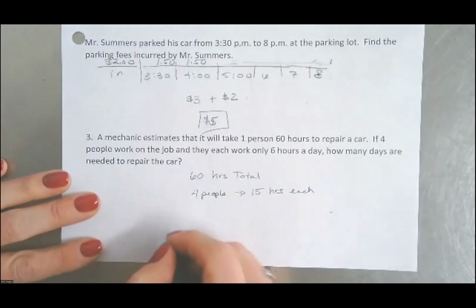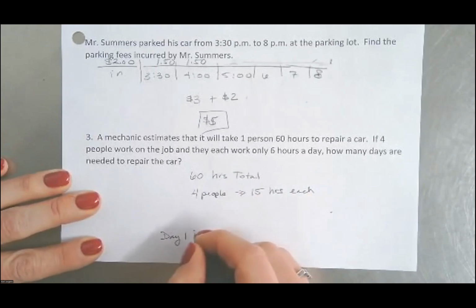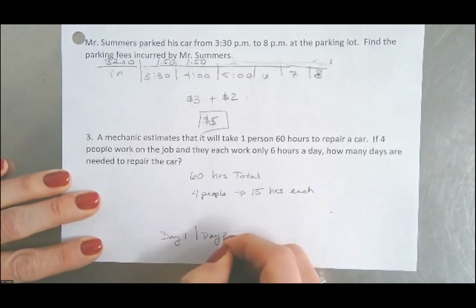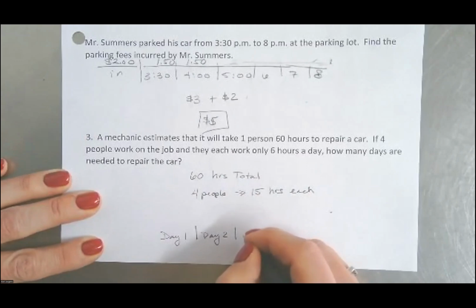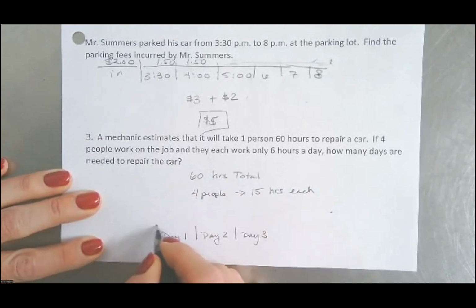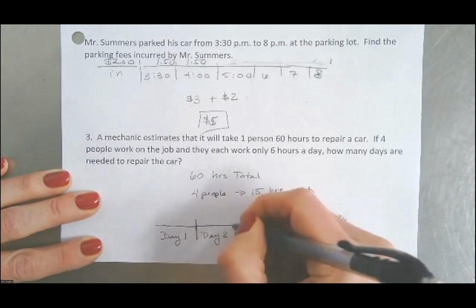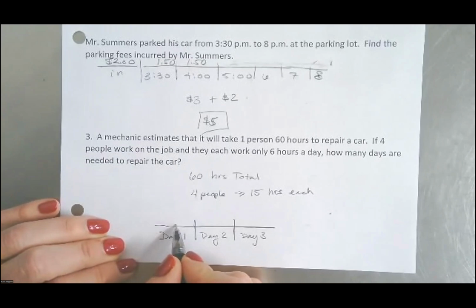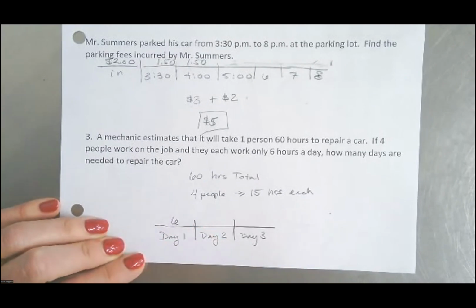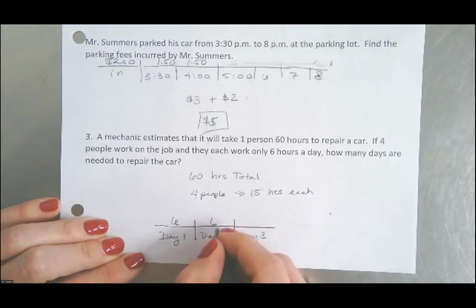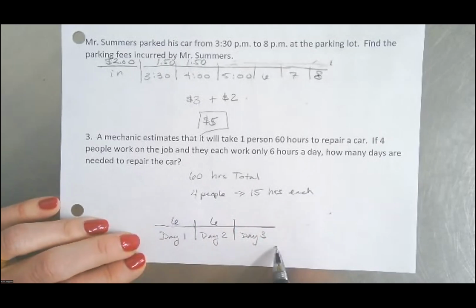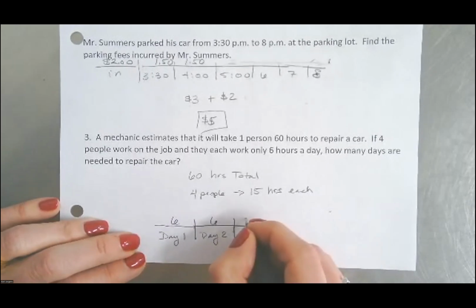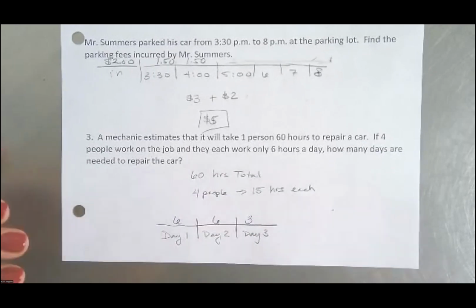So let's make a chart. Okay, so this is day 1, day 2, and day 3. Okay, all 4 people are working at this job. All right, how many hours can they work on day 1? Only 6, right? Okay, how many hours can they work on day 2? 6. Okay, we're up to 12 hours. How many hours do these 4 people have left to work on day 3? 3 hours left. Okay. All right. So we're good so far.